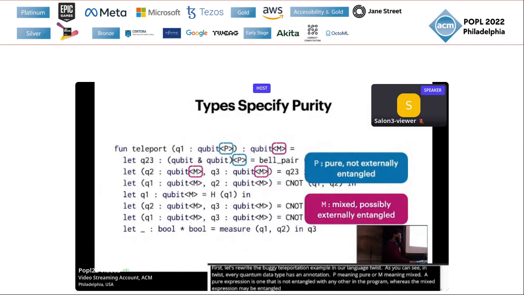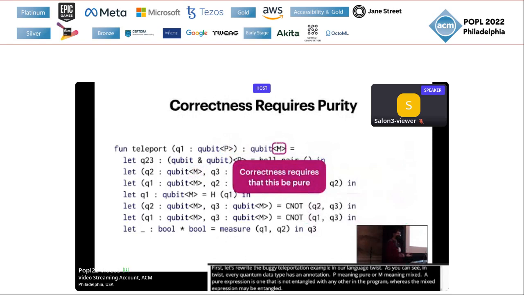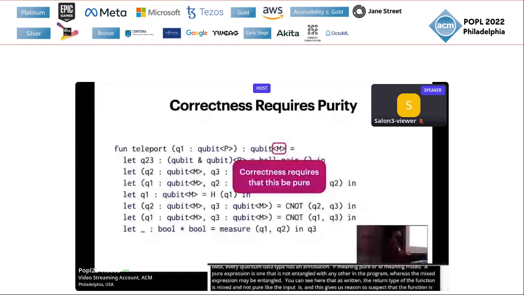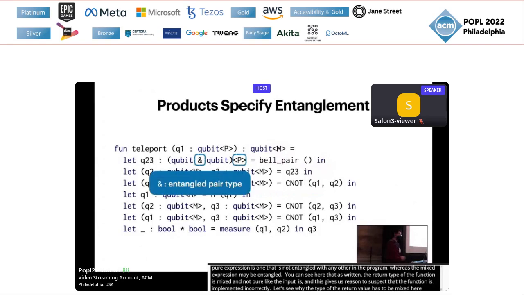You can see here that as written, the return type of the function is mixed, and not pure like the input is. And this gives us reason to suspect that the function is implemented incorrectly. Let's see why the type of the return value has to be mixed here. In Twist, we represent entanglement using a type of entangled pairs, denoted using the ampersand type constructor. As you can see, the bell pair function returns an entangled pair of qubits. Now, this pair is marked pure in the program because these two qubits are entangled only with each other and not with the rest of the program.